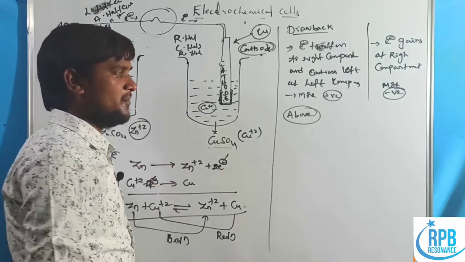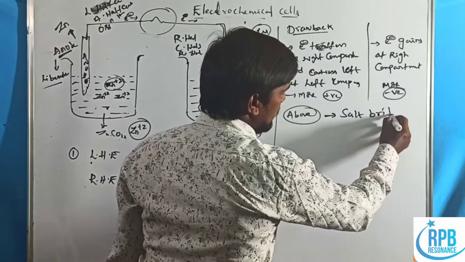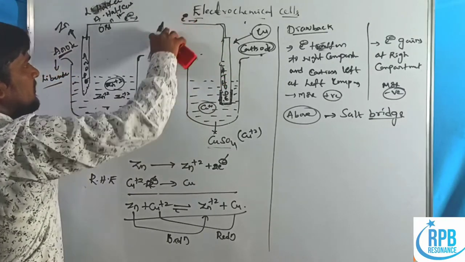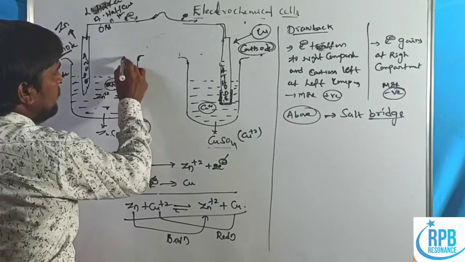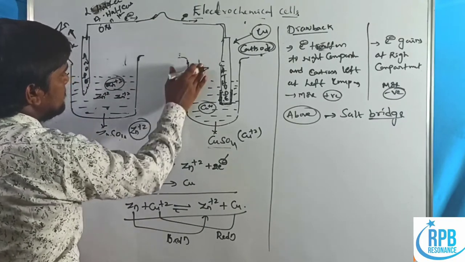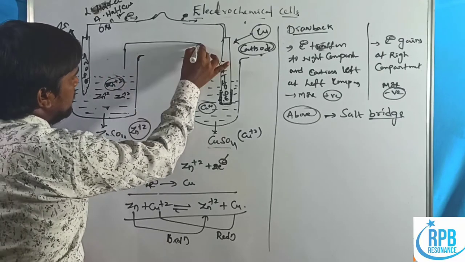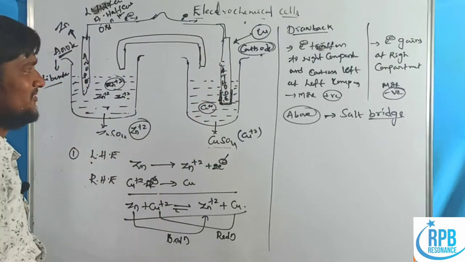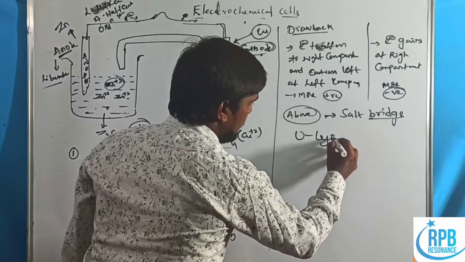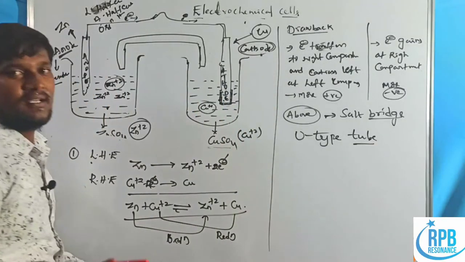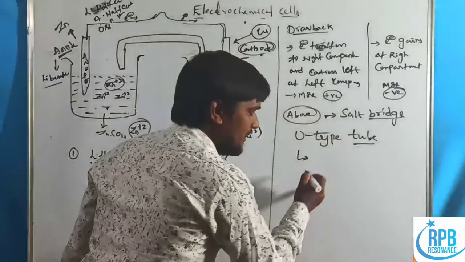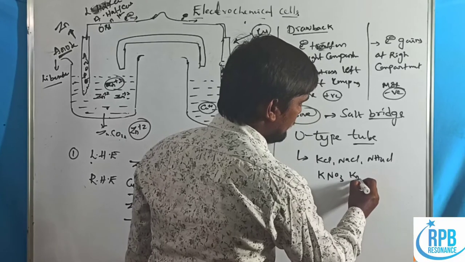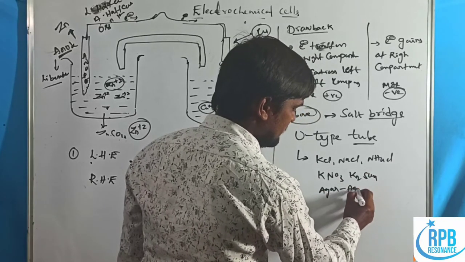So the solution of this problem is a salt bridge. Whenever we use these types of electrical methods, we use a U-type bend, that is, a U-type tube. Here, in the U-type tube, we use neutral solutions like KCl, NaCl or NH4Cl, KNO3 or K2SO4, and agar-agar gels; these types of solutions are used.